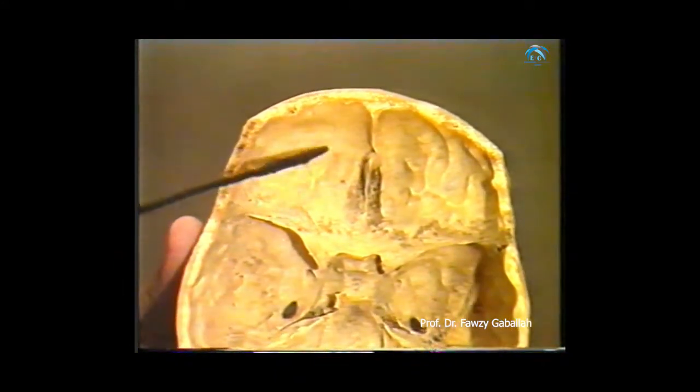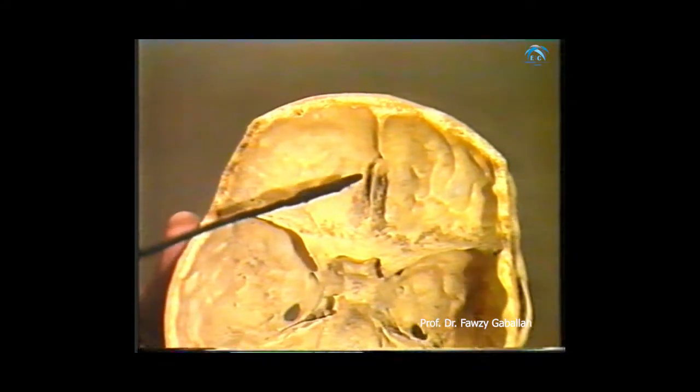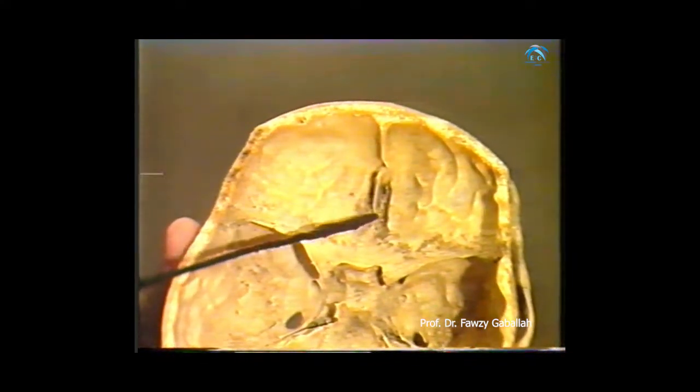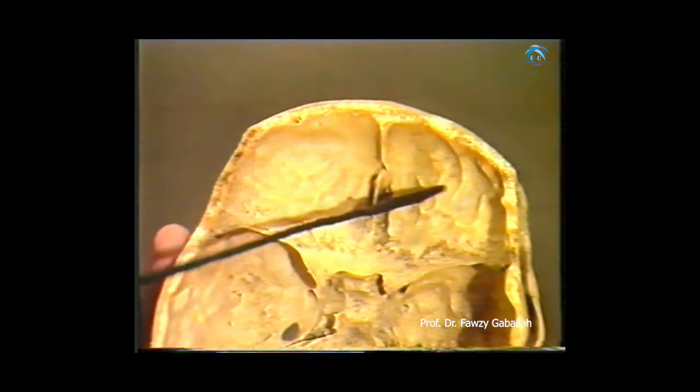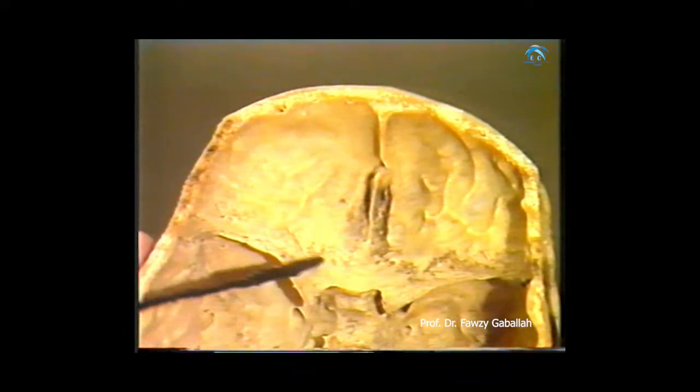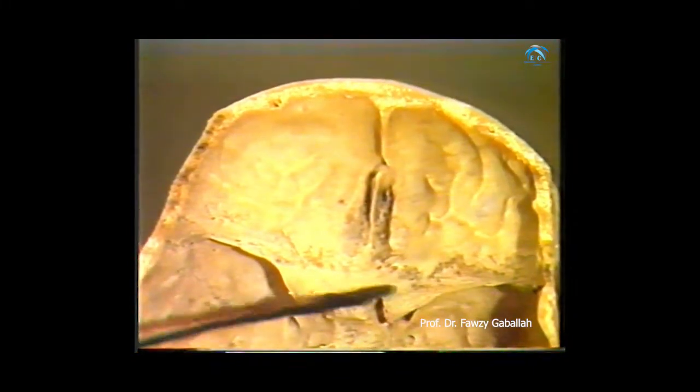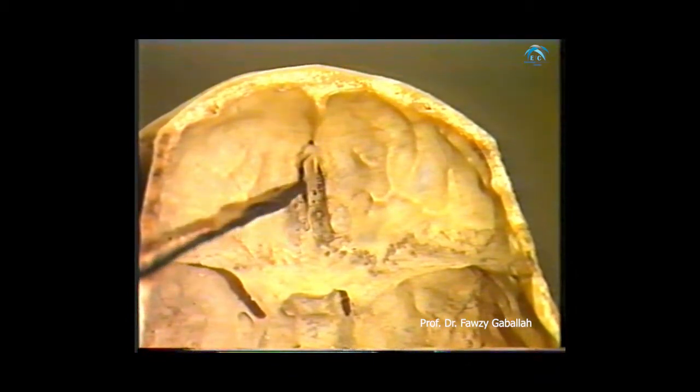Its floor is formed by three bones: the ethmoid bone, the orbital plate of the frontal bone, and the sphenoid bone. It presents the crista galli, which is a median projection from the ethmoid bone. On each side of the crista galli, there is the cribriform plate of ethmoid, which transmits the fibers of the olfactory nerve through its foramina.